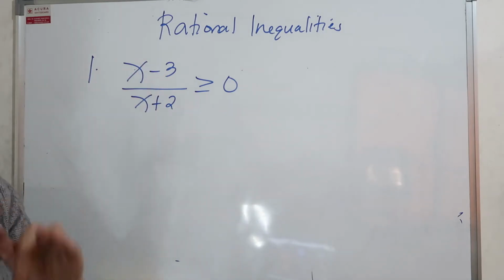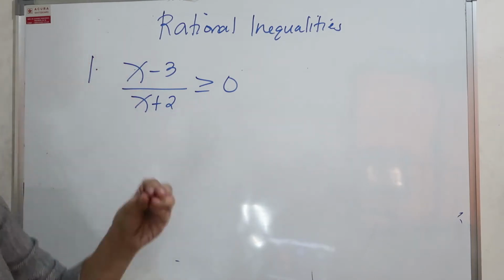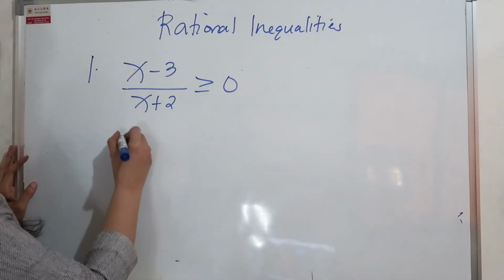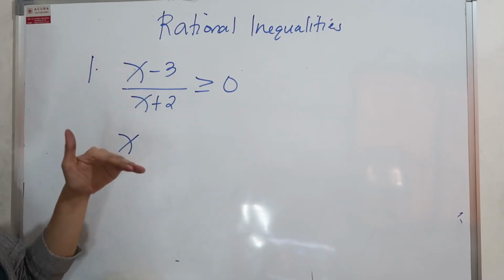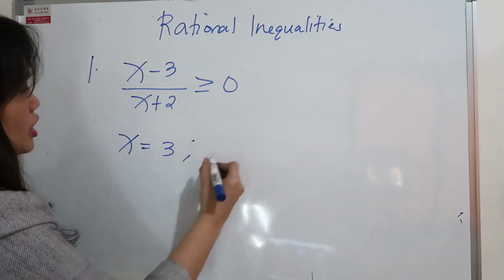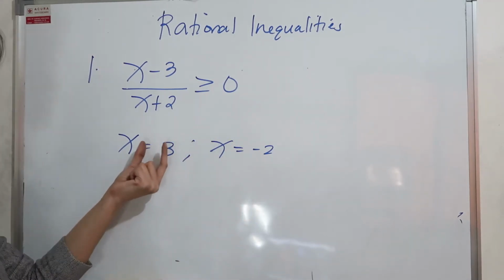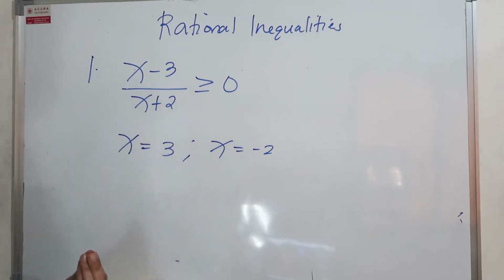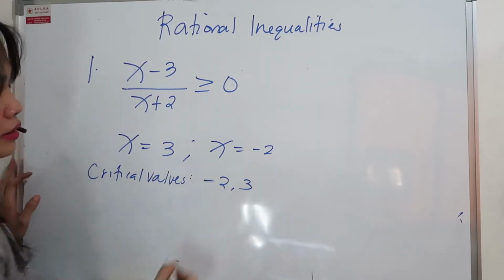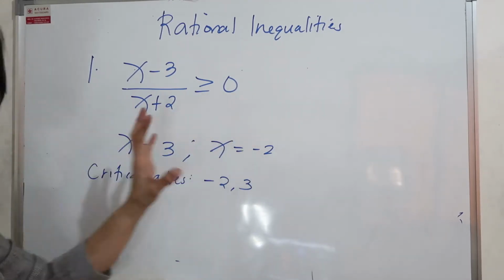Okay? Let's proceed now to the third procedure. We need to find the zeros of your numerator and your denominator. When we say find the zeros, we need to get the value of x in your numerator and your denominator. So in this particular example, the zero of your numerator is equal to 3. And then the other one is x equals negative 2. Okay? So we call this 3 and negative 2 the critical values. So we have negative 2 and then 3.